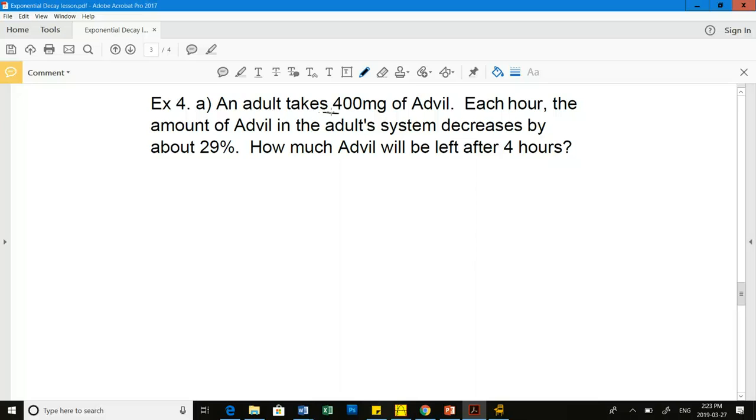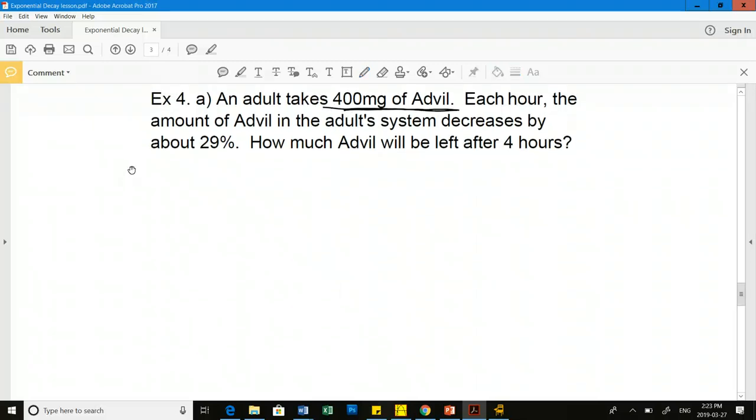Okay, so an adult is going to take 400 milligrams of Advil. That is our initial value. That's how much is introduced into the system.